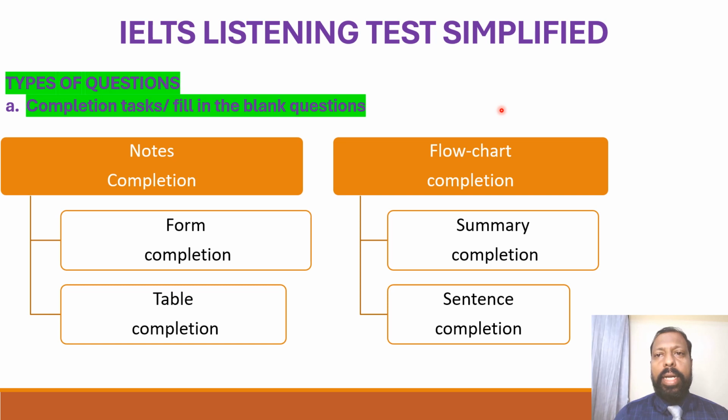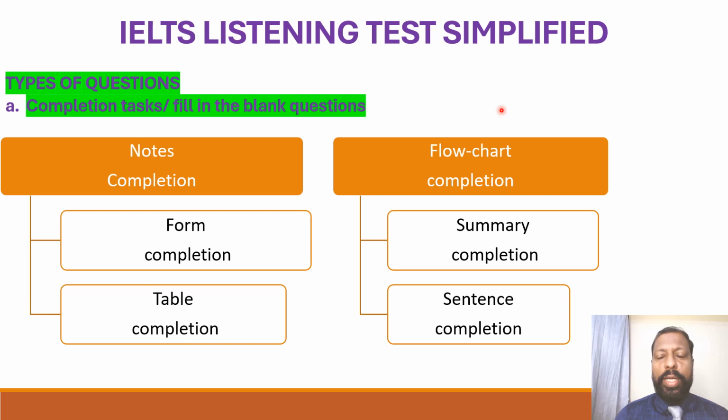Coming to types of questions, very important things. You need to understand what are the different types of questions that you can expect in the IELTS listening test. First of all is a completion task, normally known as filling the blanks questions. The first type would be notes completion. So information would be given in note format, and a question number would be normally placed in the notes, either in the beginning or in the middle or at the end. There would be a question number placed, and your task is to fill in the blanks.